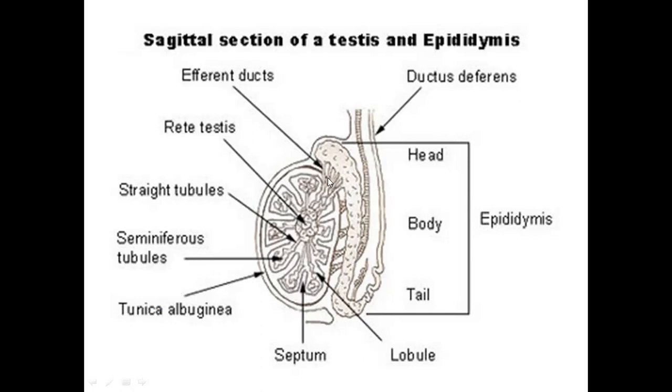On the posterior side, this tunica albuginea connective tissue penetrates inside the testes, and that particular component is termed the mediastinum testis. From the mediastinum testis, there are branches of connective tissue in the form of septum or septa, which move towards the periphery and join the tunica albuginea. So this whole connective tissue component makes the outer boundary, and within the testes it forms the boundaries of lobules.